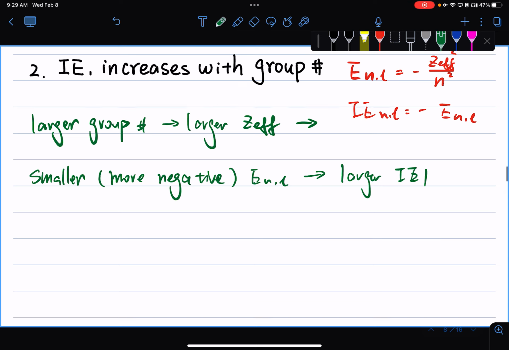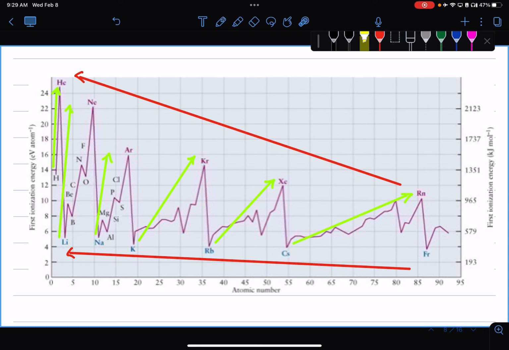So if we look at the actual graph here, on the bottom, we're going down the periodic table. So when the period number is smaller, you get larger ionization energy. That's what the red arrow is telling you. And then for this green arrow, we're talking about the effect of the group. We go from group 1A all the way to the noble gas, and you have an increase of your ionization energy. So that's the group trend.